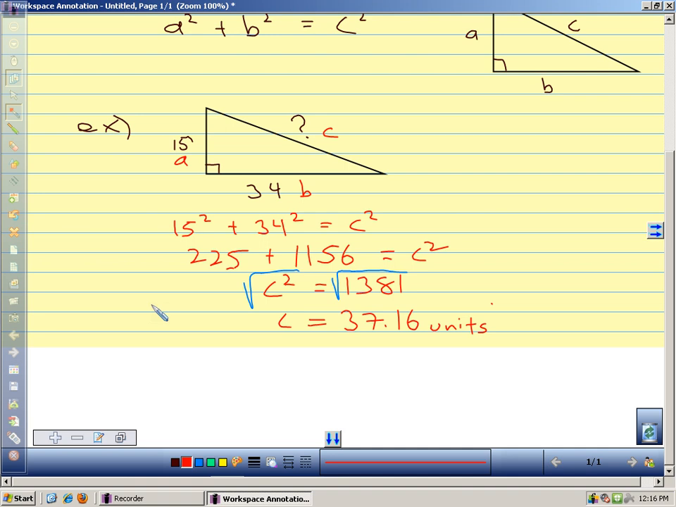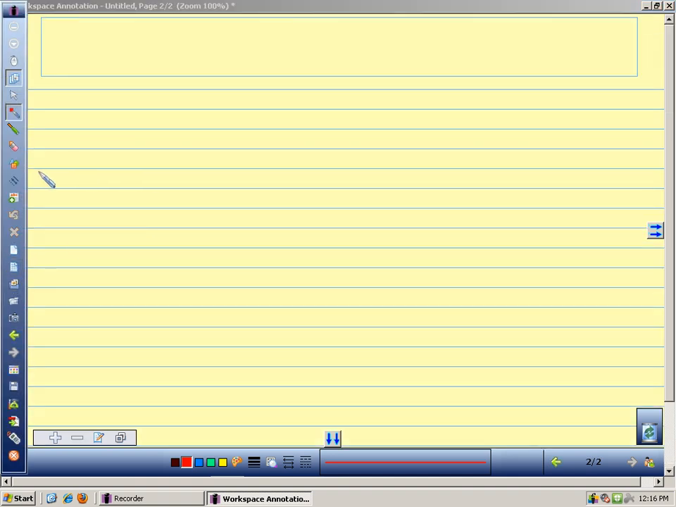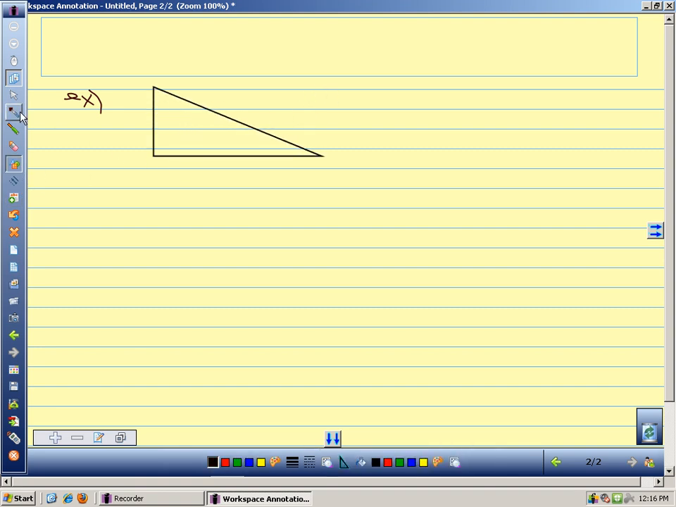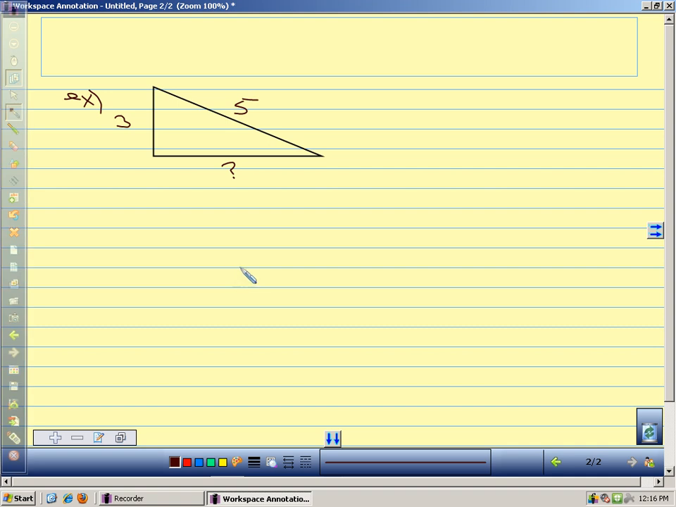Let's look at where we have to solve for a different part of the triangle. So on this example, here's my triangle this time. And we're going to say that this side is 3, this side is 4, and this side is a question mark. And we want to figure out this side, and we know this is a 90-degree angle. So on this triangle, which side is going to be C?